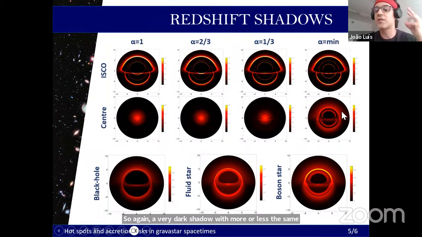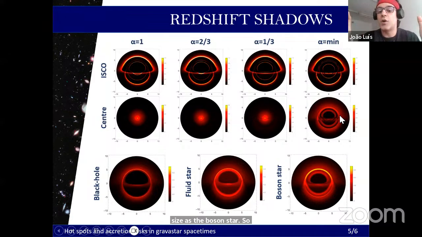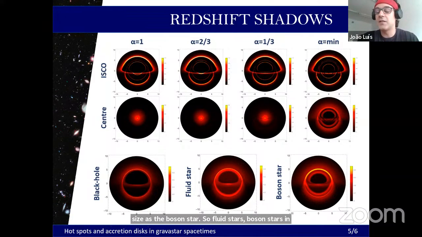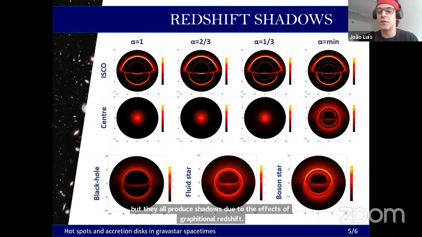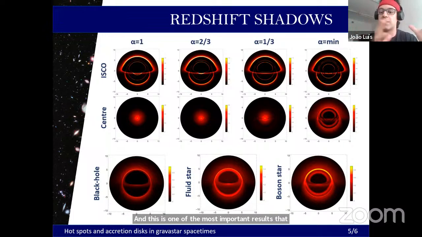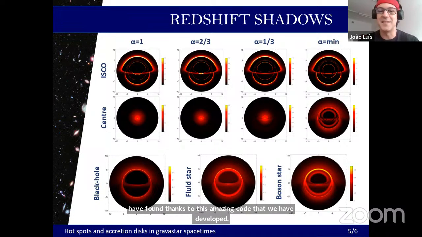So fluid stars, boson stars, and gravastars, none of these models have event horizons, but they all produce shadows due to the effects of gravitational redshift. And this is one of the most important results that we have found thanks to this amazing code that we have developed, or more that Gonzalo and Diego have developed, and I just made a few things.